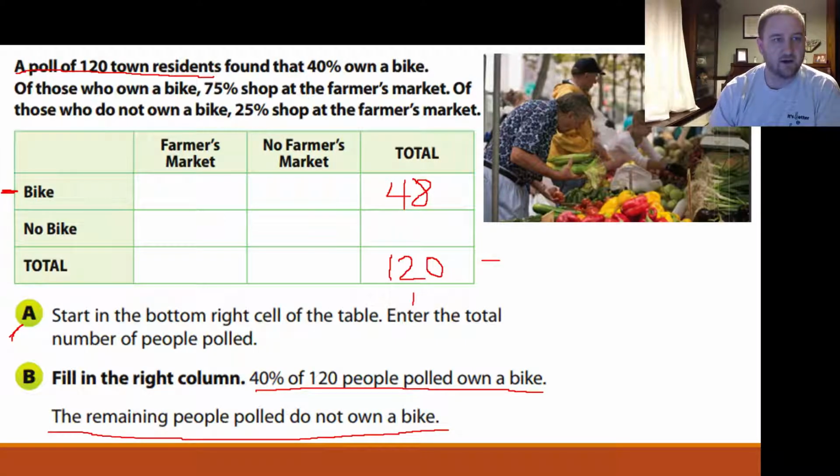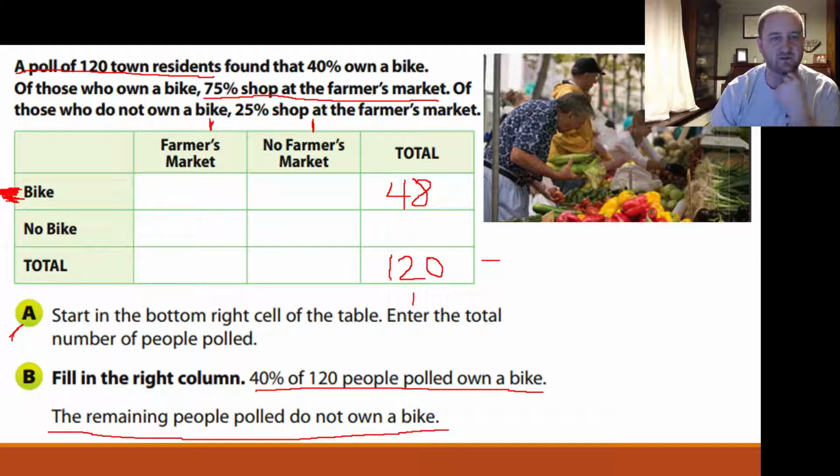Then it says, of those who own a bike, so we're still looking at the people that own a bike, 75% of them shop at the farmer's market. So this is what we're comparing here. We're comparing the people that shop at the farmer's market and don't shop at the farmer's market. And we're comparing the people that do or don't shop at the farmer's market with those people that do or do not have a bike. Okay. So it says, of those who own a bike, so basically we're just looking at this row right here.